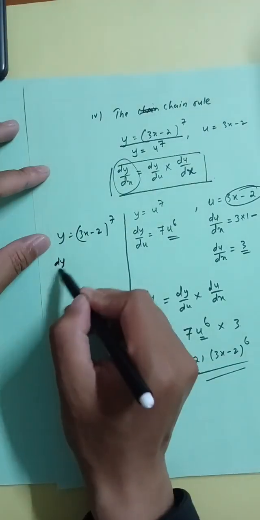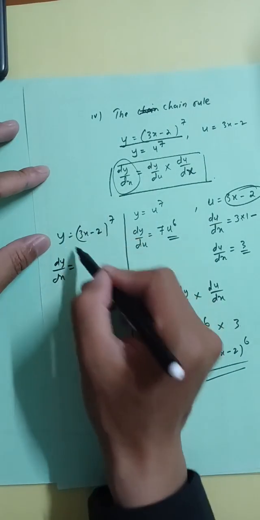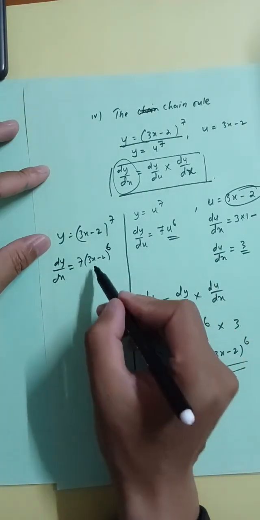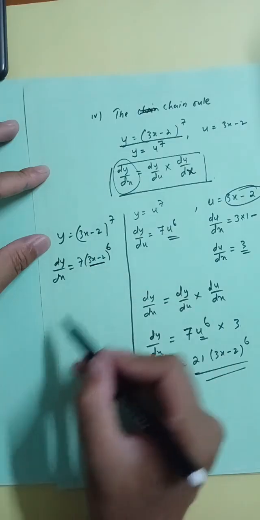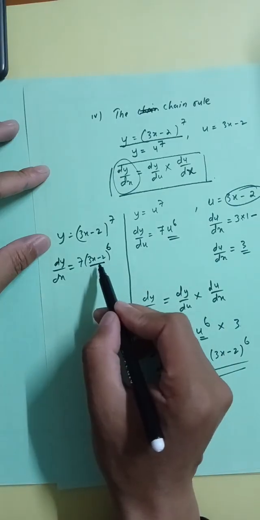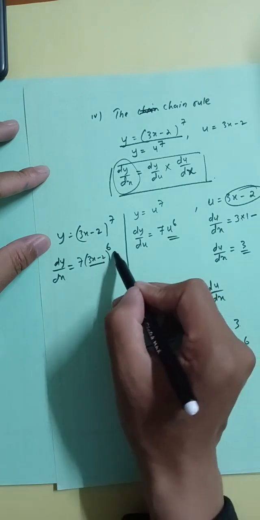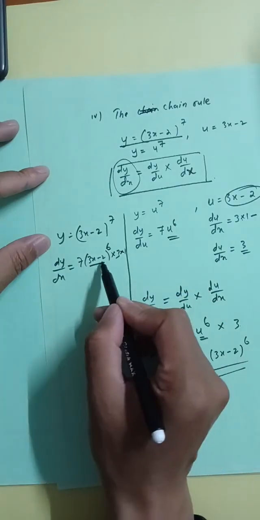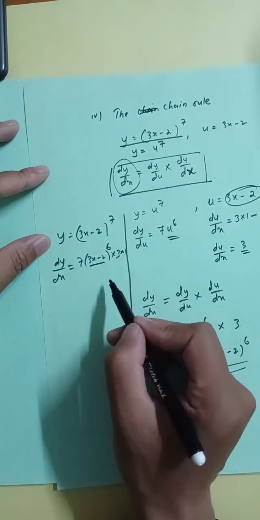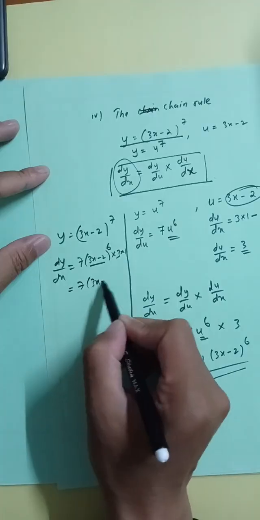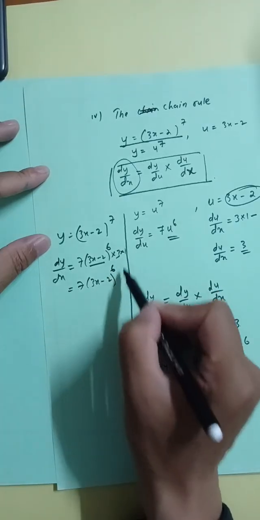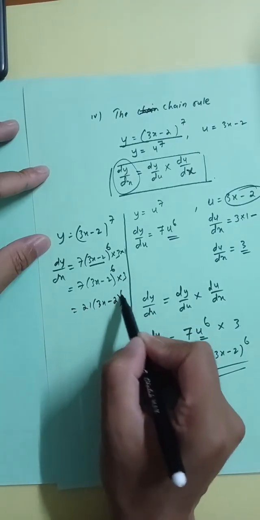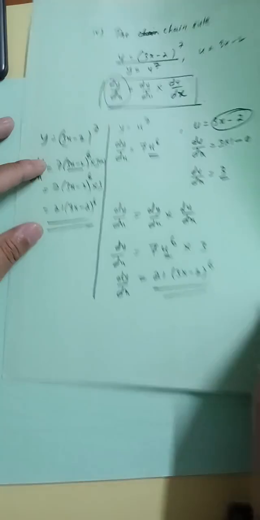Now you differentiate dy over dx. Bring down 7, then (3x minus 2), reduce 7 by 1, which is 6. And then you have to differentiate whatever we have inside. What is the derivative of 3x minus 2? The derivative of x is 1, so 3 times 1. What is the derivative of 2? It is 0. So directly you get 7 times (3x minus 2) whole raised to 6, times 3 times 1, which is 3. Ultimately 3 times 7 is 21, times (3x minus 2) whole raised to 6. This is the same as what we got.